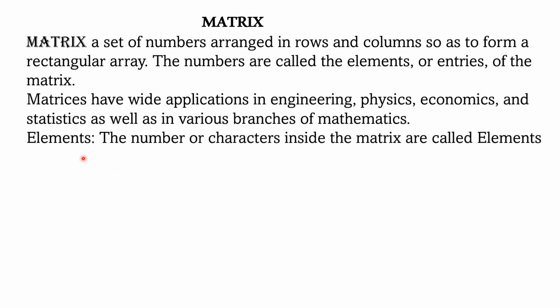Now, the elements. What are elements? The numbers or characters inside the matrix are called elements. Understood? For example, this is matrix A, with first row, second row, and first column, second column, third column, fourth column. This is two rows and four columns. Inside the matrix, these numbers are called elements.